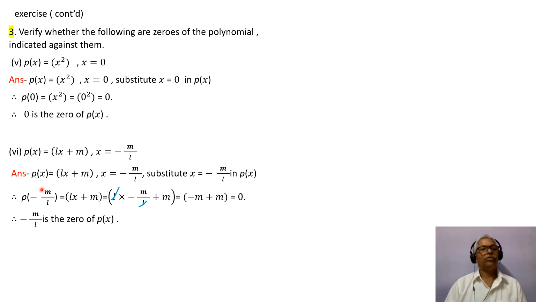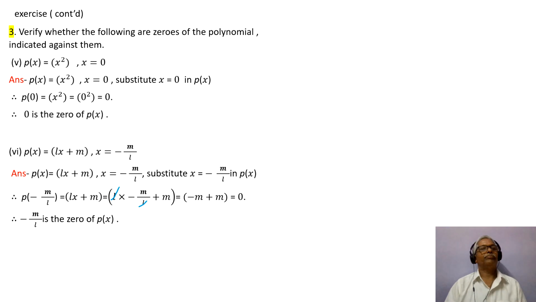And sixth one, p(x) equal to lx plus m, and value of x is equal to minus m upon l. Okay, so answer: write that whole expression again and substitute x equal to minus m upon l in p(x). So we have done it. P of minus m upon l is equal to lx plus m, or l into minus m upon l plus m. Cancel this l and l, you get minus m plus m is equal to 0. So minus m upon l is the 0 of p(x) for this.